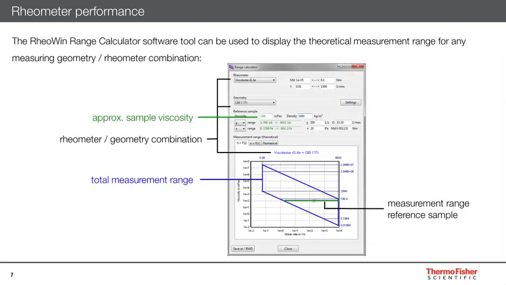The measuring ranges can be obtained from the range calculator, which is a sub-program of the Vane Rheometer control software. This tool can display the theoretical measuring range from any available measuring geometry rheometer combination. Besides the total measuring range in shear rate, shear stress and viscosity, the range calculator can also calculate the test range for a specific reference sample.